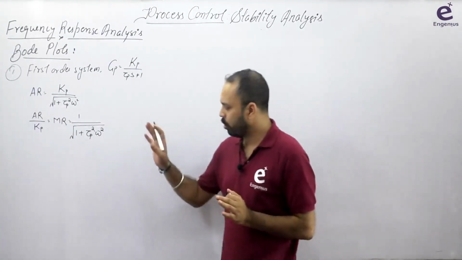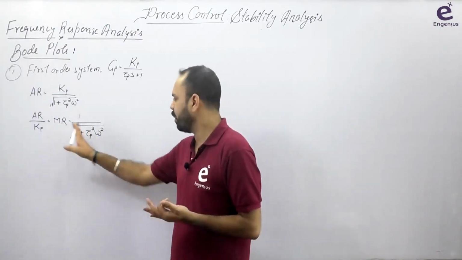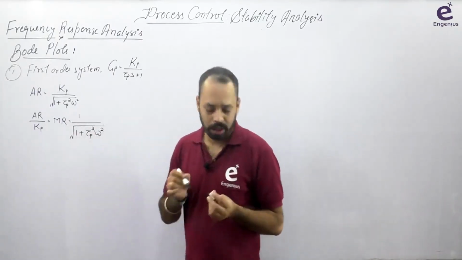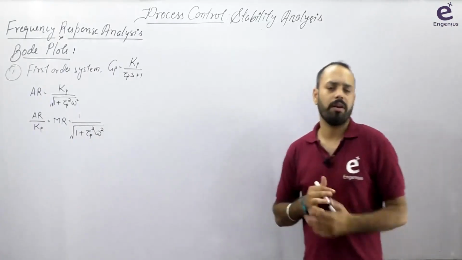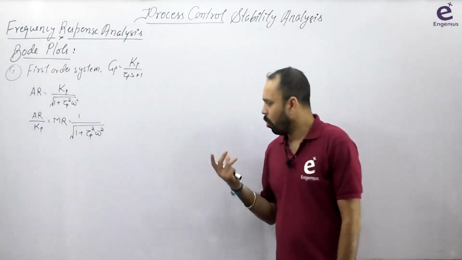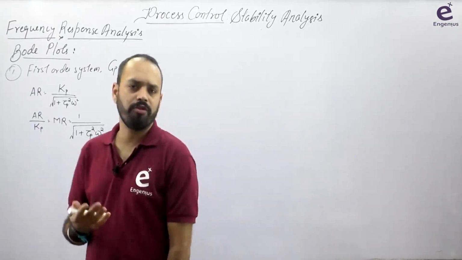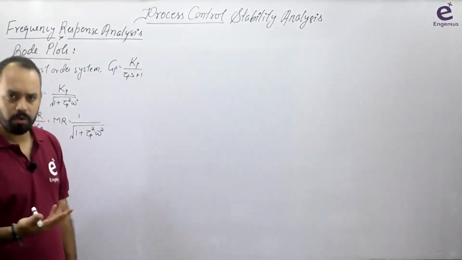Now you can see yourself that the magnitude ratio is a function of omega, or I can say that the magnitude ratio is a function of omega tau. In frequency response analysis, tau p is constant, tau p is not going to change. However, omega can change depending upon your input signal. If you change the frequency of your input signal, the output signal frequency will also change.